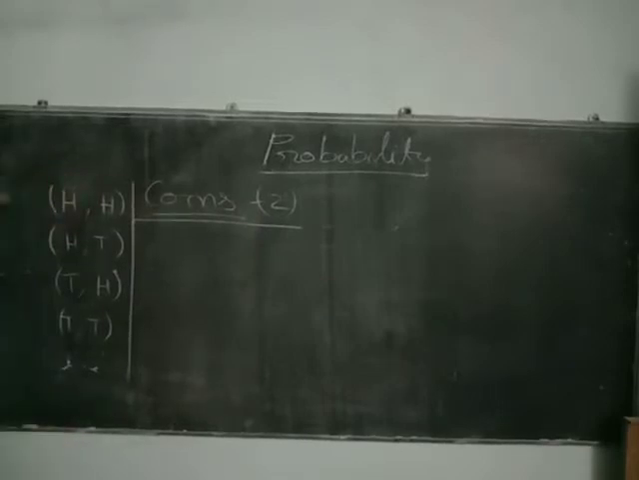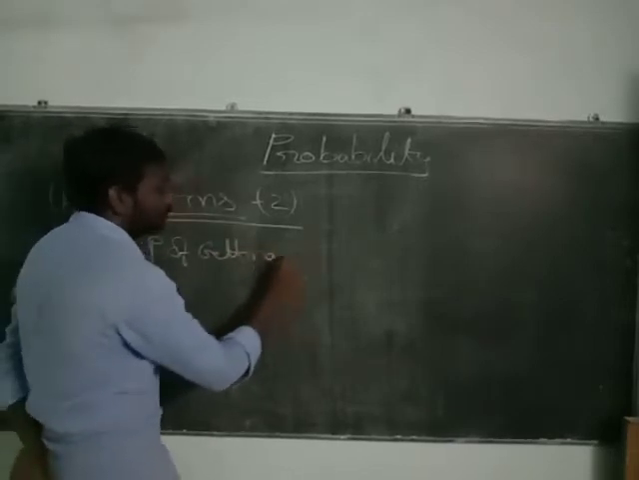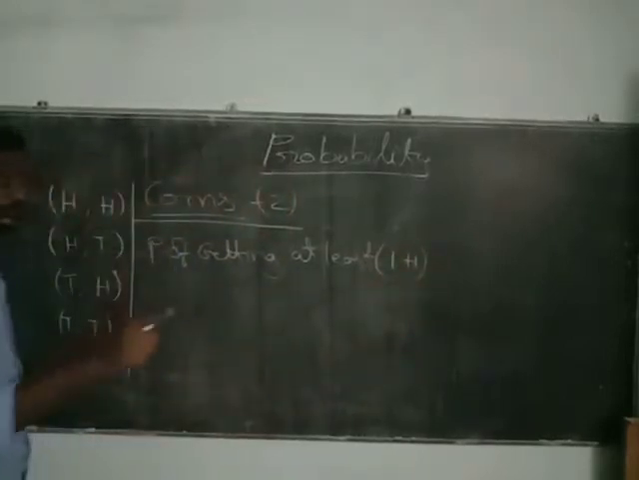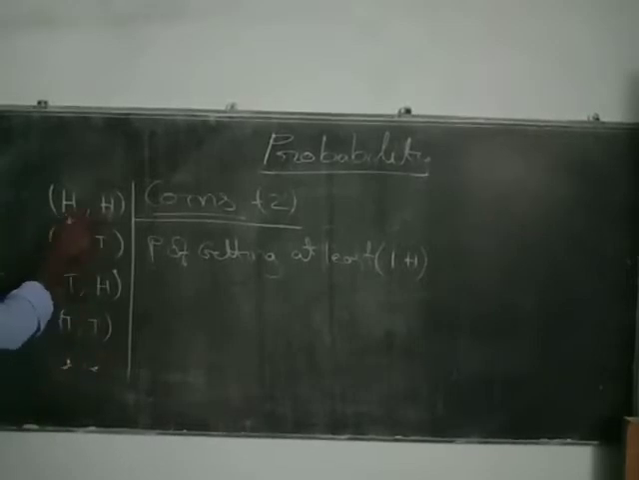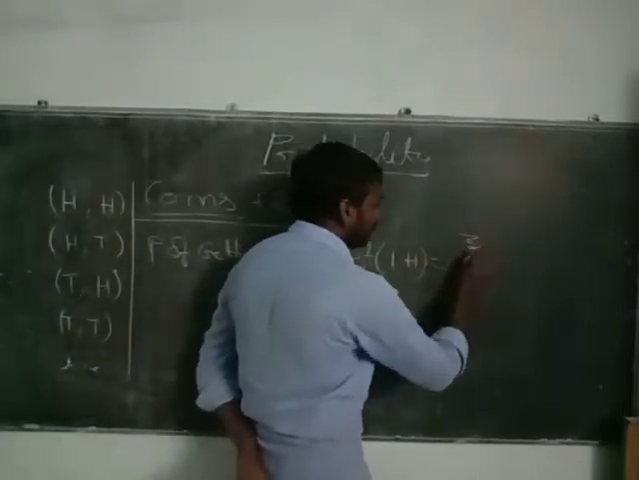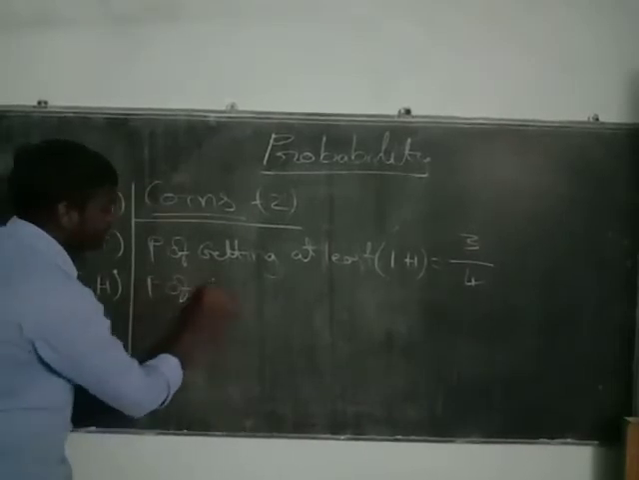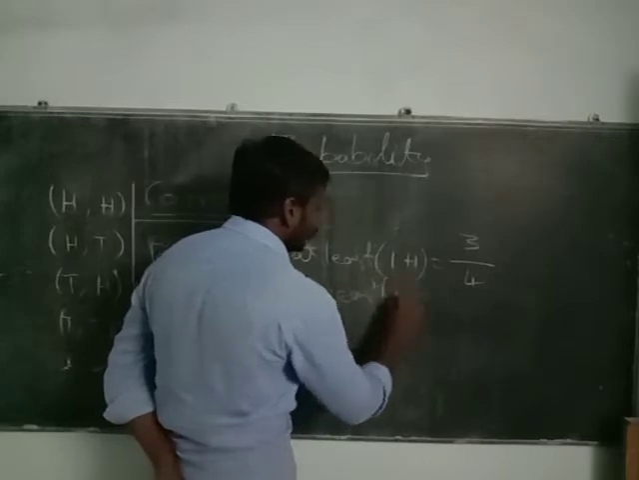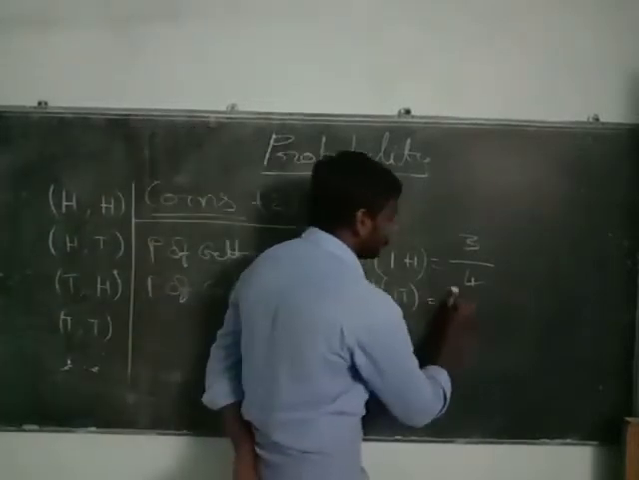Now, the question is asked: probability of getting at least one head. There must be at least one head. Yes, I am having at least one head here, here, and here, but there is no head here. So I am getting 3 types of outcomes here. So that is 3 and the total number is 4. Again, probability of getting at least one tail. At least one tail I am not having here. I am having it here, here and here. So that is also 3 by 4.